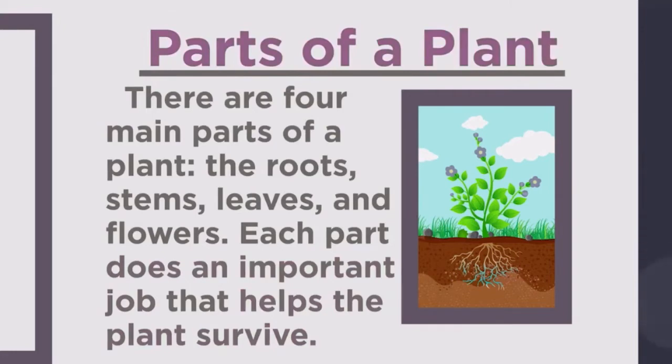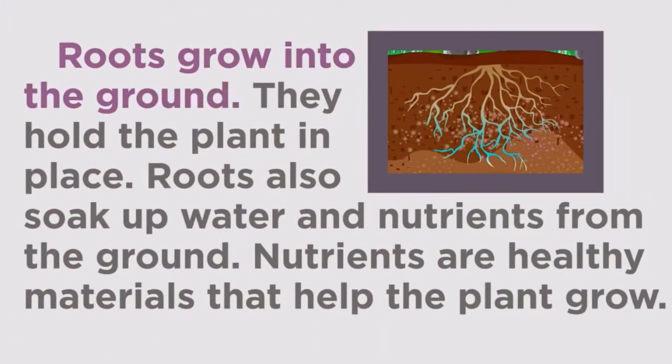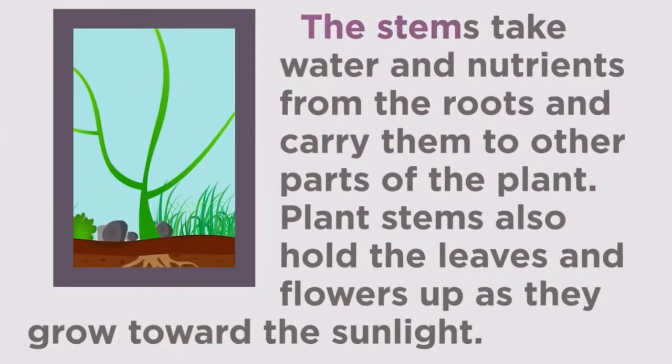Parts of a plant. There are 4 main parts of a plant: the roots, stems, leaves and flowers. Each part does an important job that helps the plant survive. Roots grow into the ground. They hold the plant in place. Roots also soak up water and nutrients from the ground. Nutrients are healthy materials that help the plant grow. The stems take water and nutrients from the roots and carry them to other parts of the plant. Plant stems also hold the leaves and the flowers up as they grow towards the sunlight.